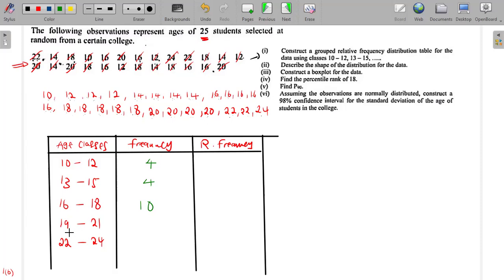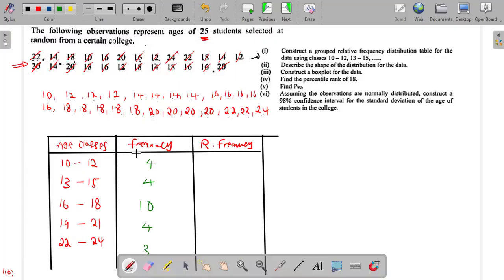How many numbers are between 19 and 21? I have 1, 2, 3, 4. So that would be 4. Okay. And then how many are between 22 and 24? 1, 2, 3. So that would be 3.